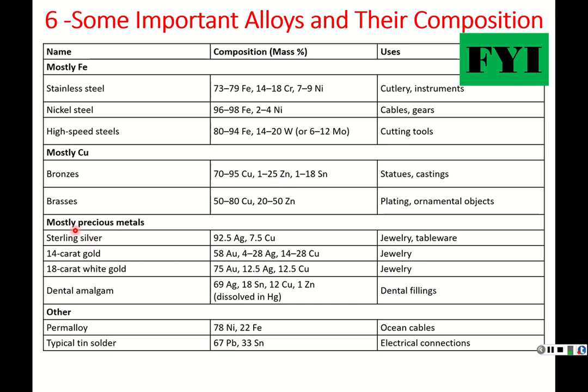Sterling silver, if you're interested, is mostly silver, but it has some copper in it. And then the 14 karat gold, 18 karat gold, that jewelry gold, is gold, but also has silver and copper mixed into it in different proportions.